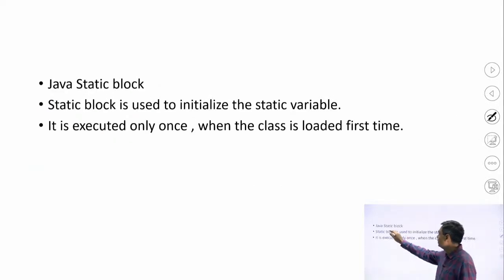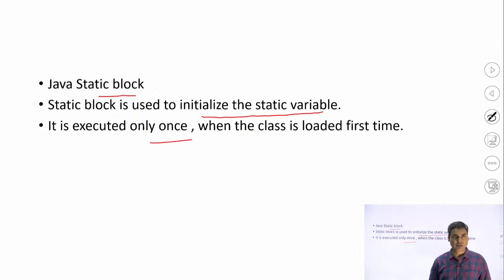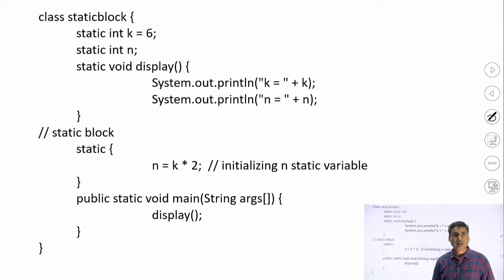Next topic is static block. We have a static variable, we have a static method, we have a static block. So what is the static block? A static block is used to initialize the static variable, and it is executed only once when the class is loaded. Let us see an example.